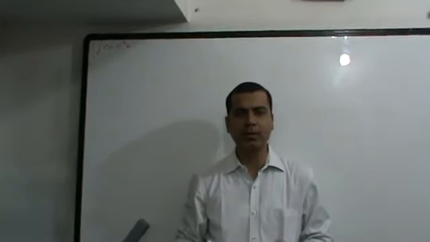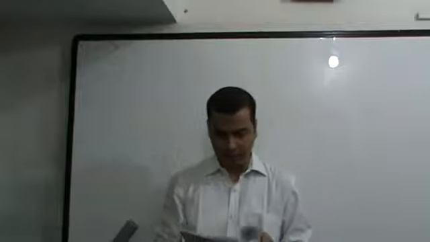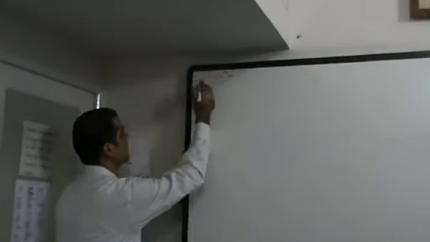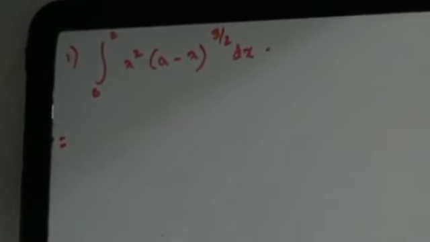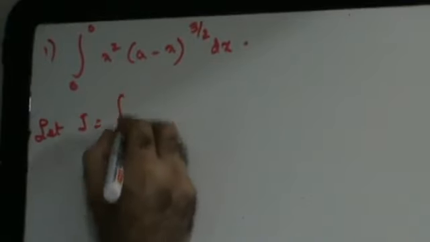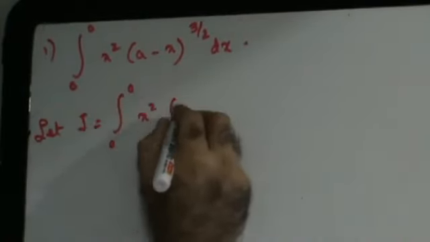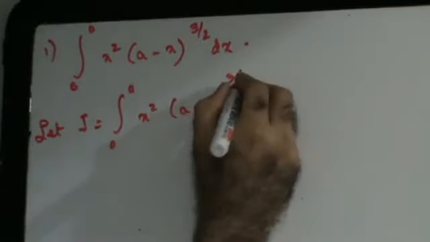I'm Sunil Mirwani and today we'll be doing this chapter called definite integrals. Let's see the sum. Integral of 0 to a x square (a minus x) raised to 3 by 2 dx. Let I equal to integral of 0 to a x square (a minus x) raised to 3 by 2 dx.